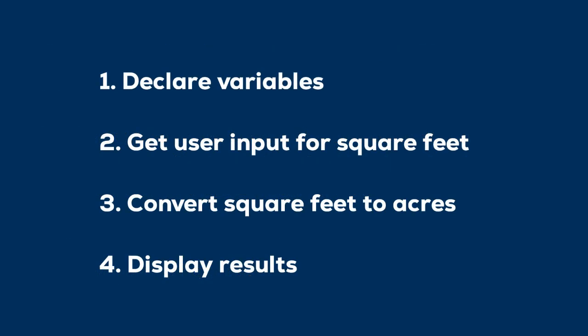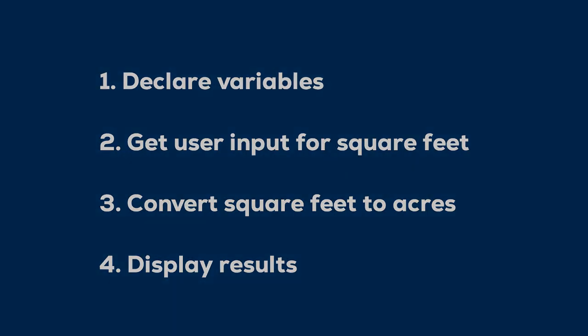To be able to solve this question, we are going to follow 4 main steps. The first one is that we declare variables. So that's our first step. 2, we will prompt the user to enter the square feet. That's the second step. 3, you convert the square feet that you prompted the user to enter to acres. That's number 3. And the last one is that we are going to display the results. With this understanding, let's start writing our C++ code.